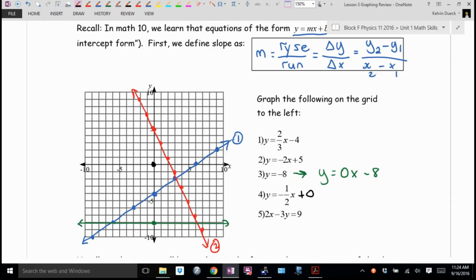What's the slope? -1 over 2. Negative, down. 1 over 2. Down. 1 over 2. I can do this.